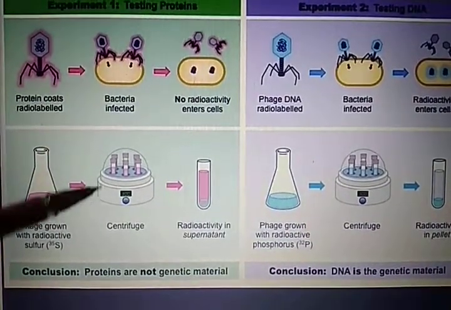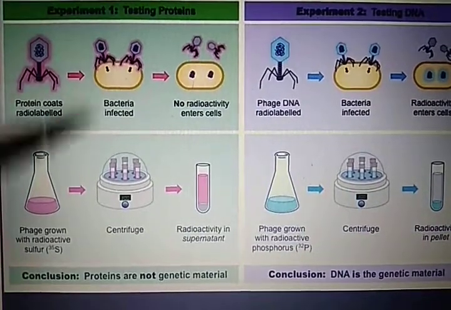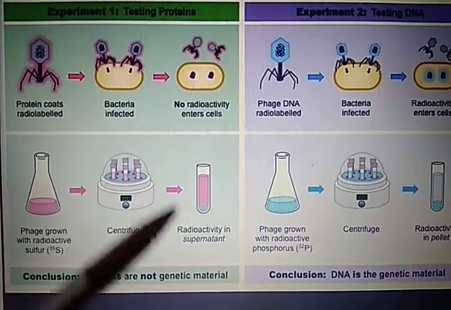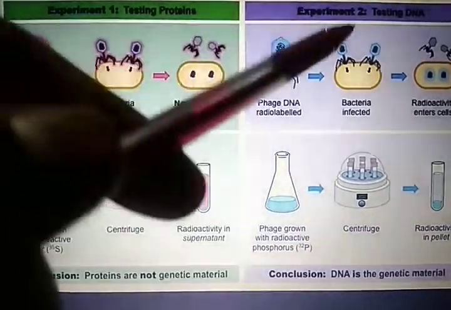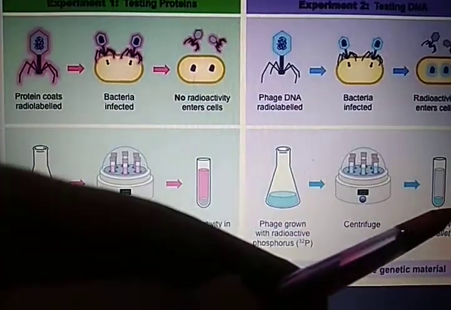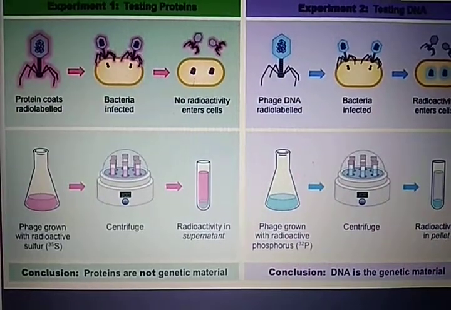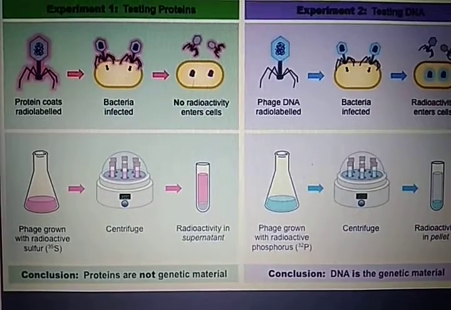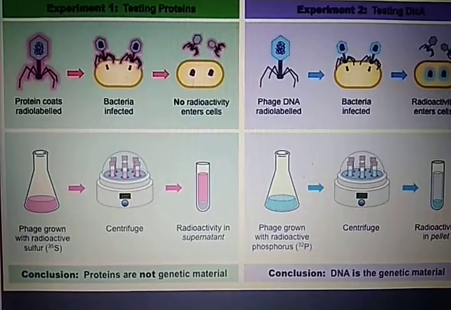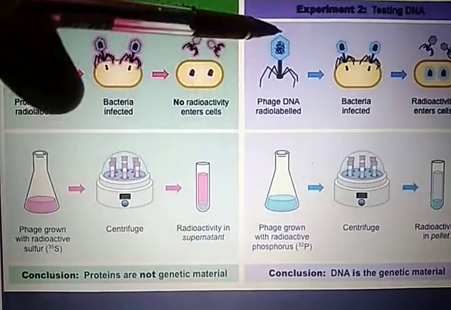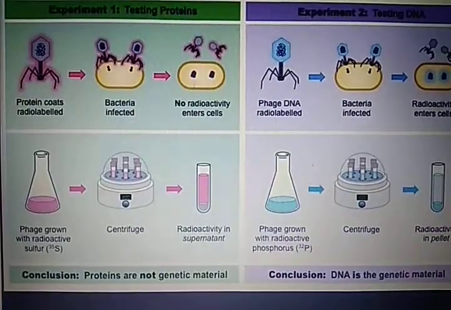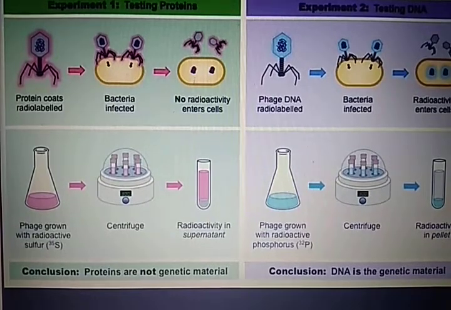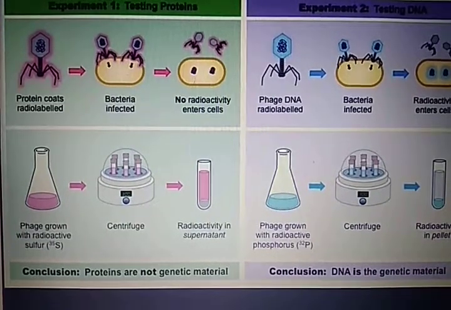So in the first set of experiments, it is concluded that protein is not the genetic material because the radioactive protein coats are not incorporated into the bacteria. While in the second set of experiments, the pellet is found to be radioactive. And what is the pellet? The pellet is the settled bacteria. So radioactivity is observed in the pellet. It means that the radioactive DNA has been transferred into the bacteria. Thus, the genetic material that is passed from virus to bacteria is DNA.